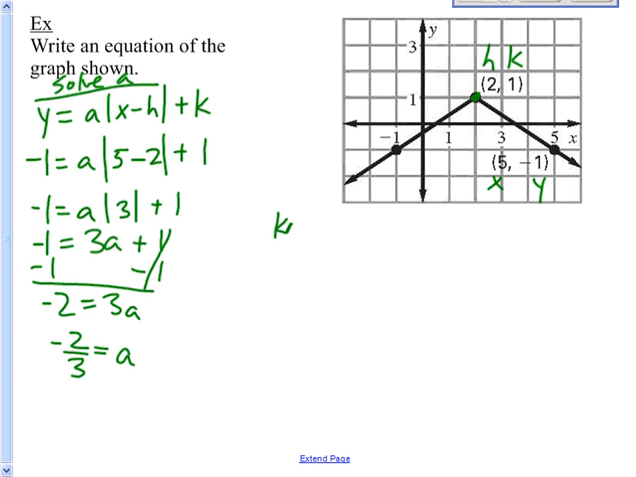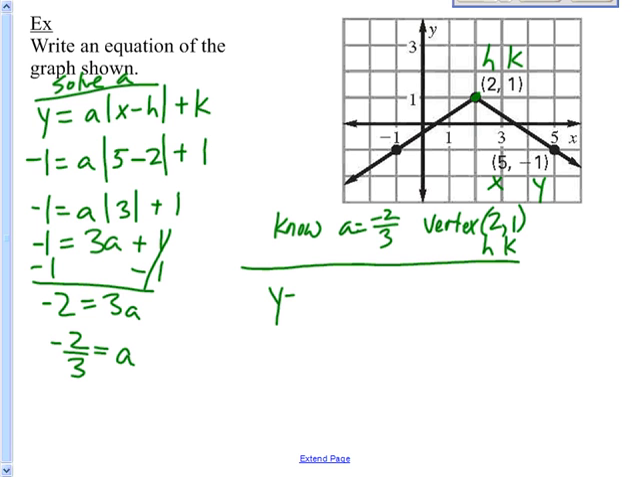Good, now I can write it. So I know I need my a to write an equation, and I also need my vertex, my h, k. These are my two things I need to write for the absolute value. And my vertex here was 2, 1. So now I can write this equation. Plug in a, plug in h, plug in k. There's the equation of that graph.